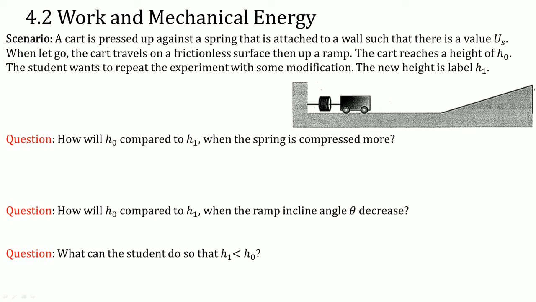Scenario. A cart is pressed up against a spring that is attached to a wall, such that there is a value U_S, which stands for the spring potential energy. When let go, the cart travels on a frictionless surface, then up a ramp. The cart reaches a height of h0. The student wants to repeat the experiment with some modifications.